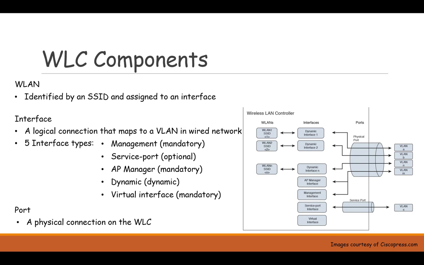The dynamic interface type is created dynamically and is the interface associated with SSIDs for user data traffic. The virtual interface type is used for DHCP relay traffic and authentication traffic, like RADIUS or 802.1X. Finally, the ports of a WLC are the physical ports which connect to the wired network that the logical interfaces use for communication.